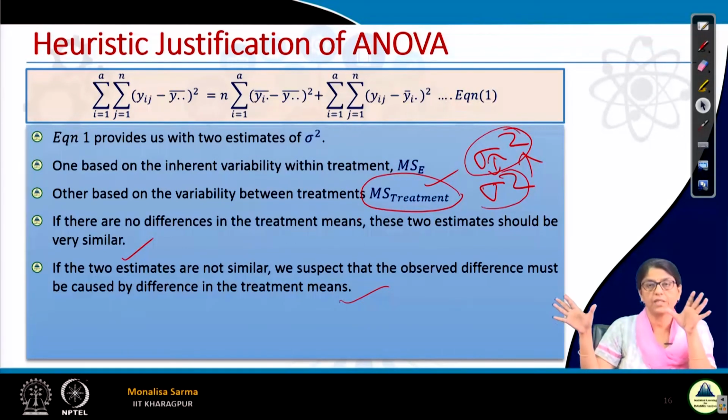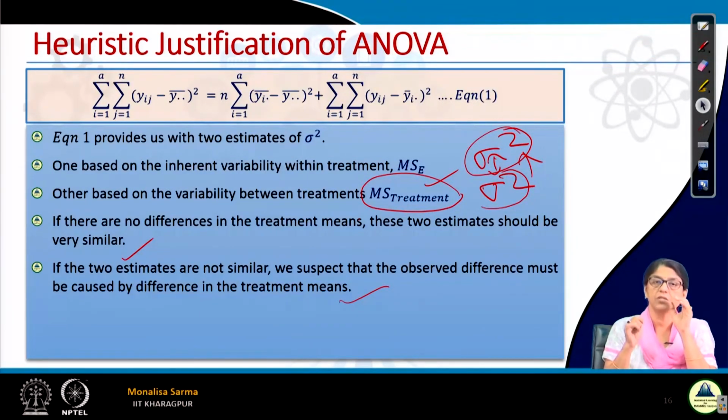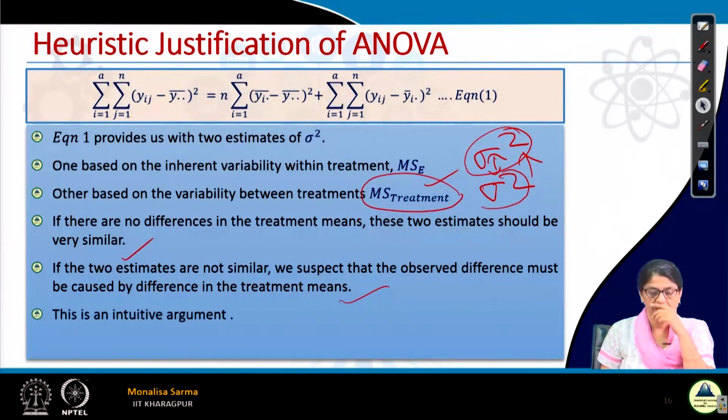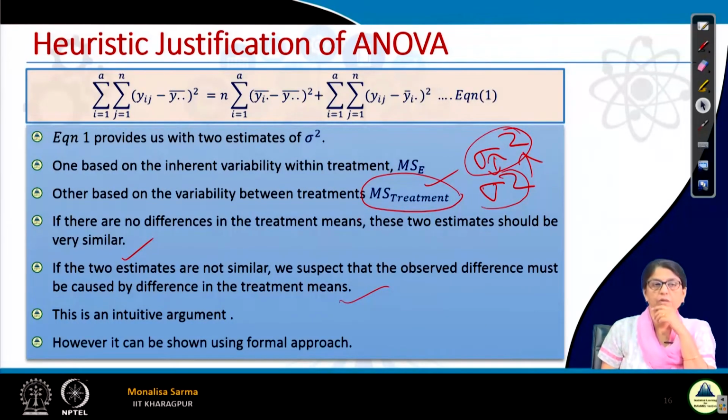One difference is already there due to random error. So if the two estimates are not similar, the difference we are getting is because of the effect of the treatment, whatever treatment we had. For the music, because of the effect of the music, we are getting the difference in values. Because of the effect of the different treatments, we are getting different values. Fine. So this is an intuitive argument. We can also show it using a formal approach.